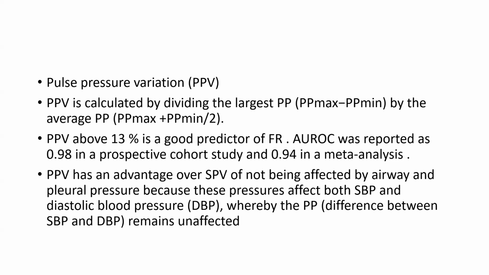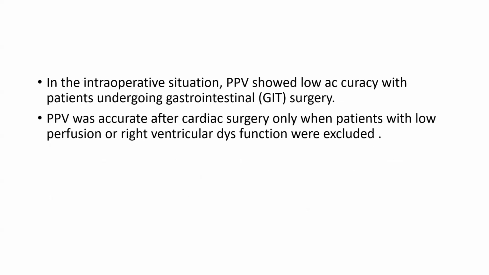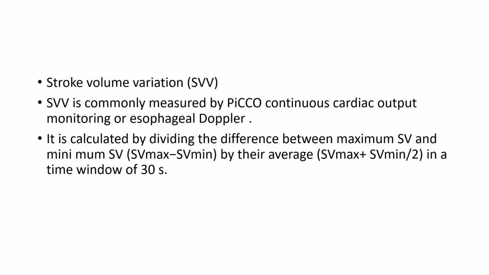systolic pressure variation of not being affected by airway and pleural pressure, because these pressures affect both systolic blood pressure and diastolic blood pressure, whereas the pulse pressure remains unaffected. In the intraoperative situation, pulse pressure variation showed low accuracy in patients undergoing GI surgery. So pulse pressure variation was accurate after cardiac surgery only when patients with low perfusion or right ventricular dysfunction were excluded. Now the stroke volume variation.